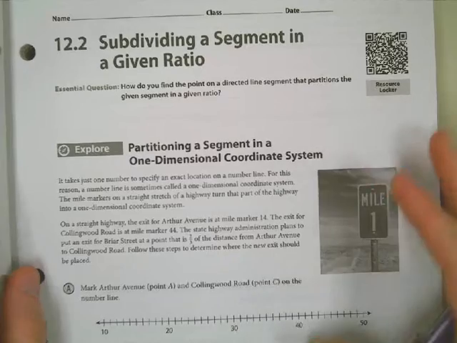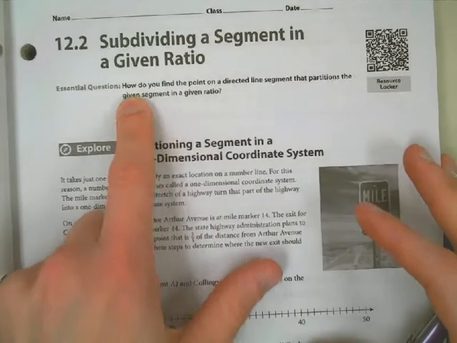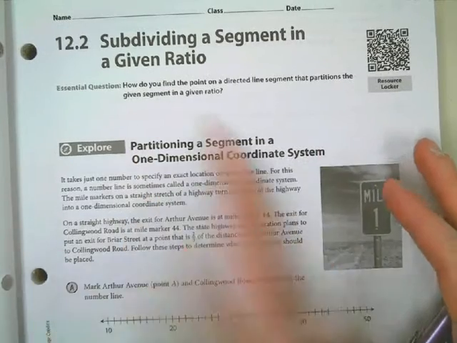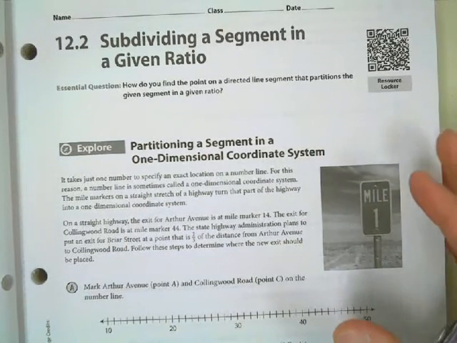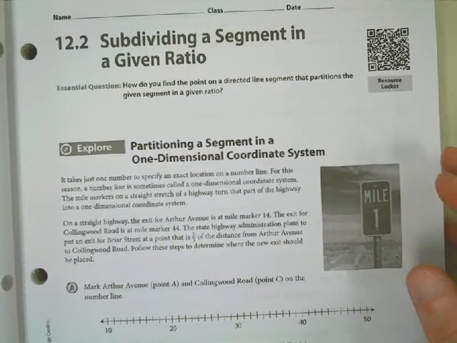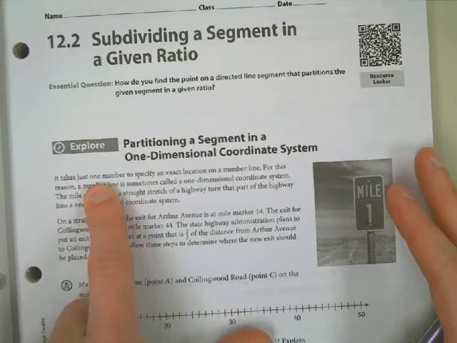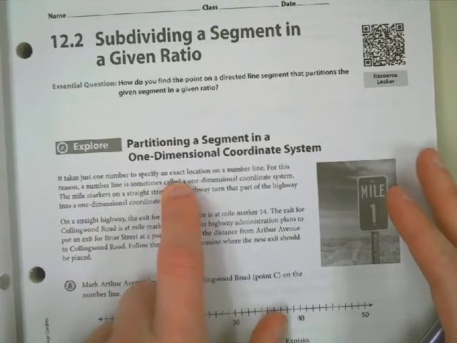So the question that we want to be able to answer is, how do you find a point on a directed line segment that partitions the given segment in a given ratio? We're going to do it on a number line first, to get an idea of what exactly is going on. It takes just one number to specify an exact location on a number line.